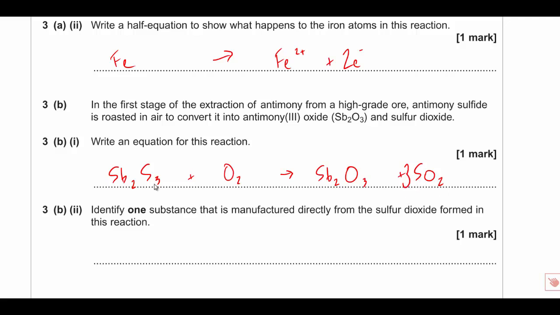So let's balance this up straight away. 3 there balances my sulfurs. 6 oxygens, 9 there. 2 antimony, so my oxygens need balancing, so I've got 9 on this side, 6, add 3. This needs to be 4.5. And that's all balanced up.